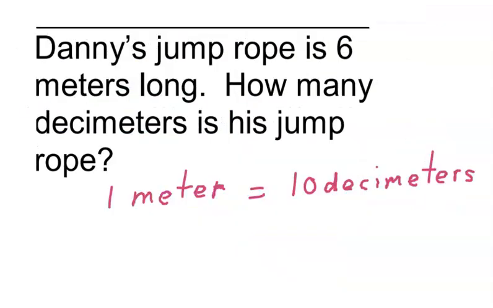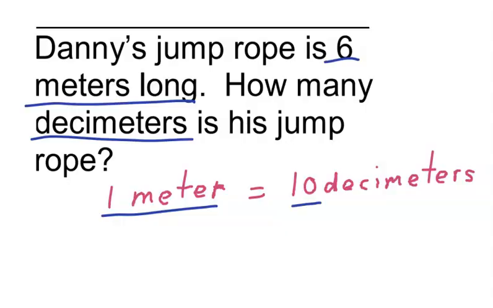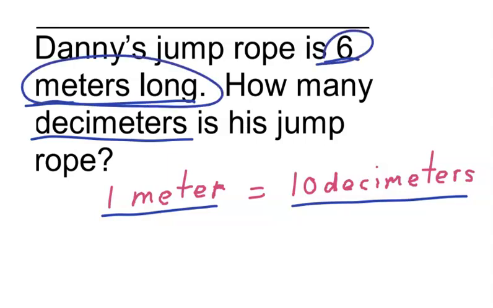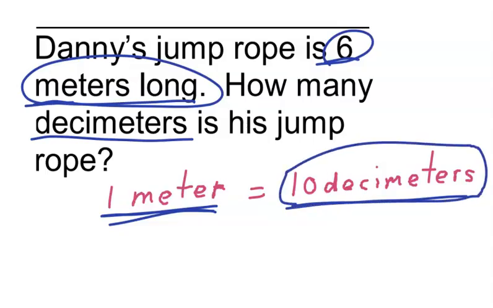Okay, so Danny's jump rope is 6 meters long. How many decimeters is this jump rope? Well, I gave you some information that 1 meter is 10 decimeters. So if it's 6 meters long, then it would be 6 groups of 1. So to get this from 1 meter to 6 meters, you would multiply by 6.